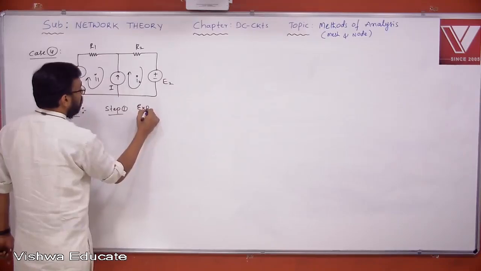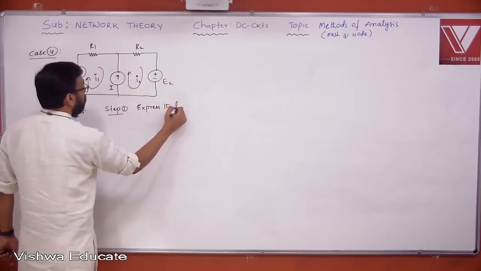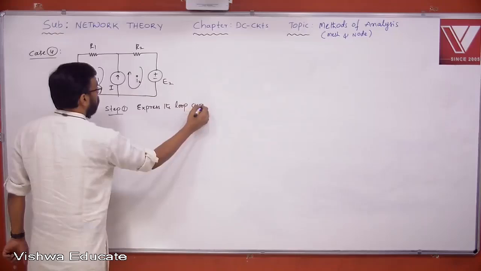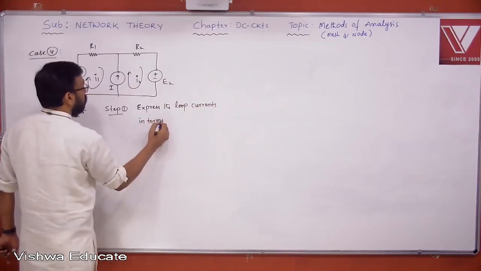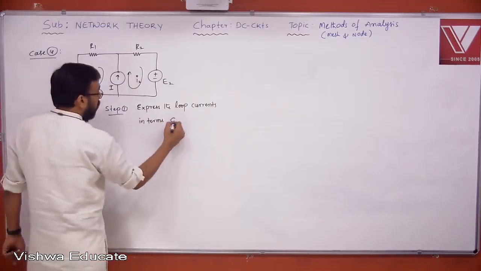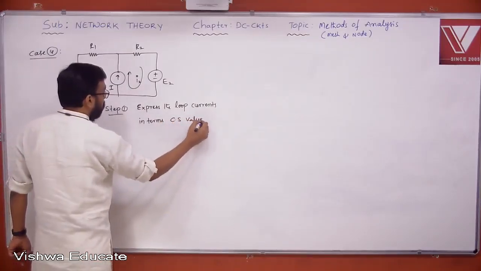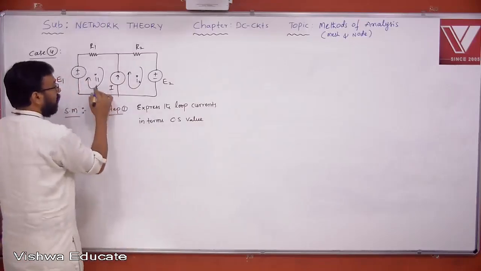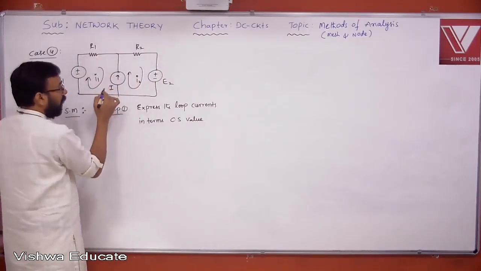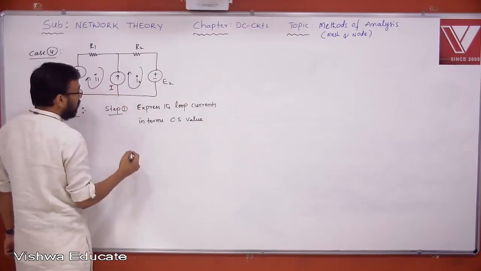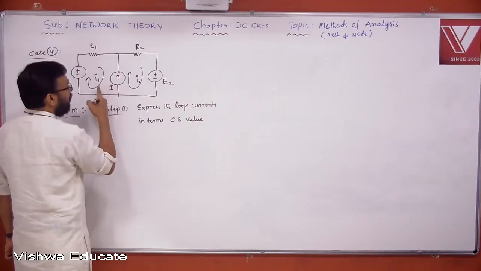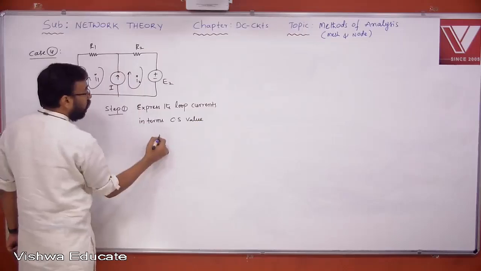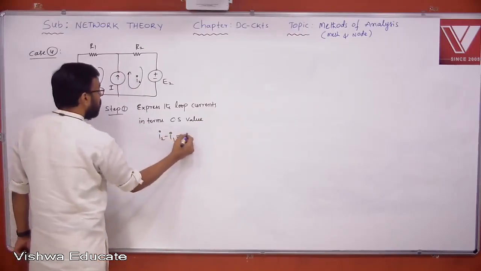Express the loop currents in terms of current source value. Now tell me, how do you express? Because all these values are known values, including the current source. We do not know only the I1, I2 values. So I1 is downward, I2 is upward. What is the resultant current? Either I1 minus I2 or I2 minus I1. I1 minus I2 is downward, I2 minus I1 is upward. Therefore, I2 minus I1 can be taken as capital I.